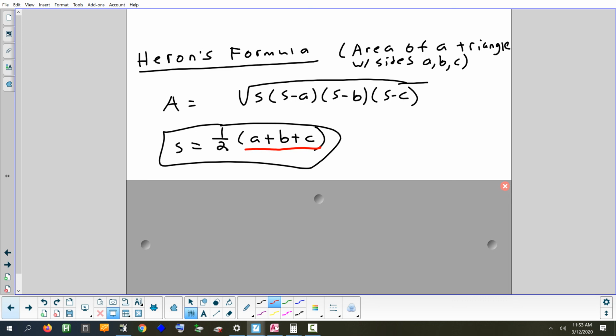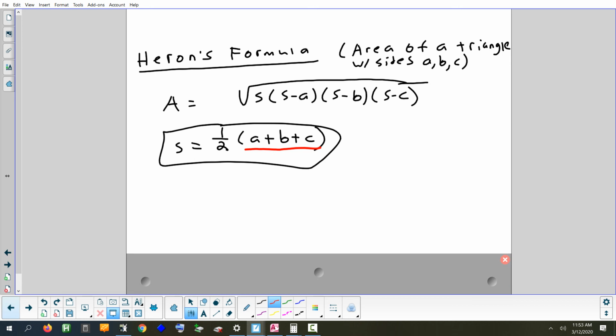And the formula, again, try to think of this in general. It's the square root of S times S minus every side. You've got to do S minus A, S minus B, S minus C. So does it really matter which side is A, which side is B, and which side is C? No. Because you've got to do S minus every one of them.